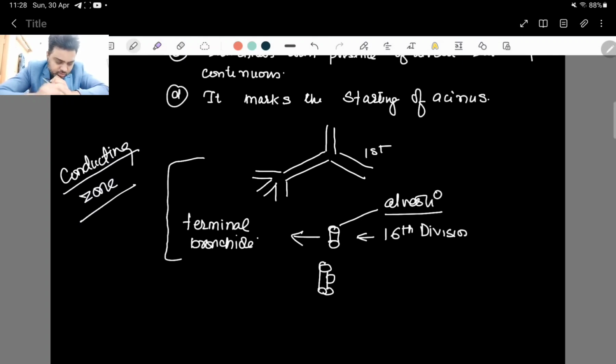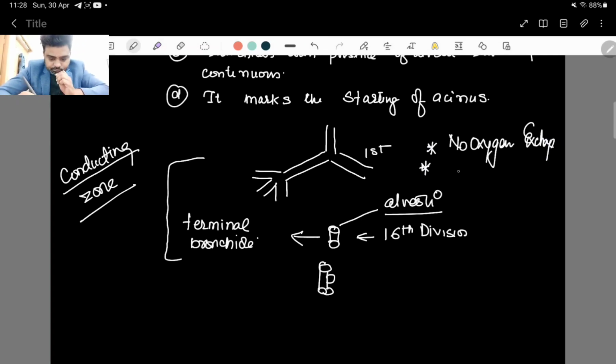Why is it known as the conducting zone? Because till this region there are no alveoli, and since there are no alveoli, there can be no exchange of gases. So till the terminal bronchiole, there is only conduction of air from the nose to the terminal bronchioles. It is known as the conducting zone. So what are the features of the conducting zone? No oxygen exchange, first thing.